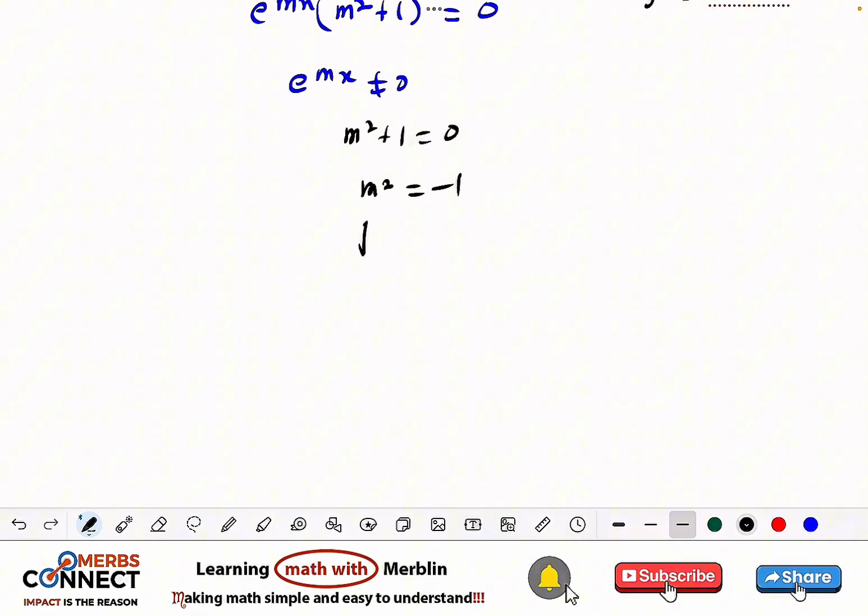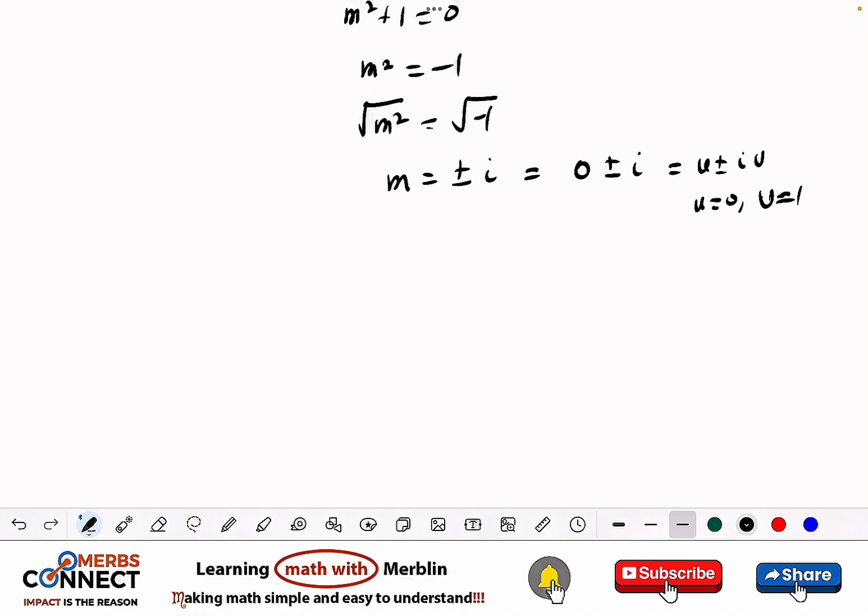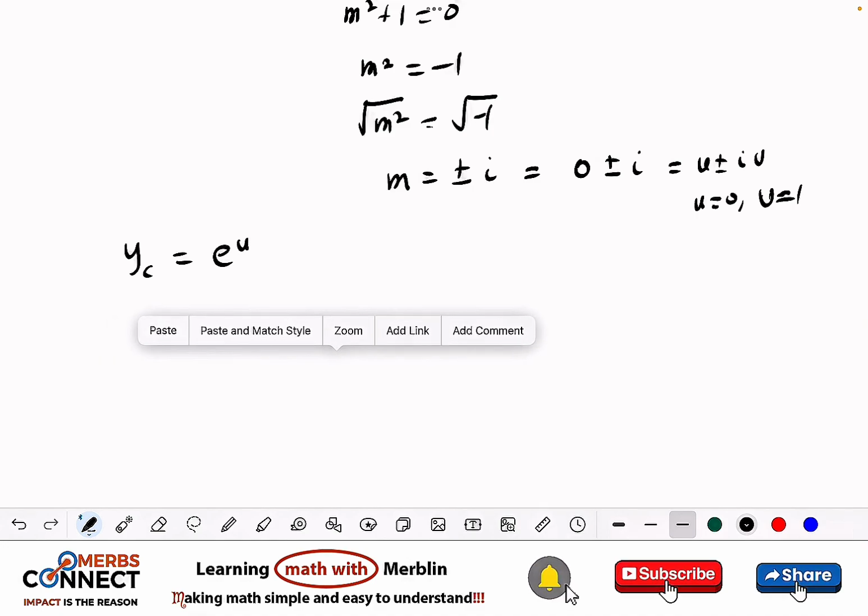And I'll take the square roots on both sides. And m will be equal to plus or minus i. And this is the same as 0 plus or minus i, which is the same as u plus or minus iv. So u is 0 and v is 1. Good. So this one will help us to write the complementary solution to be, we know that is ux.